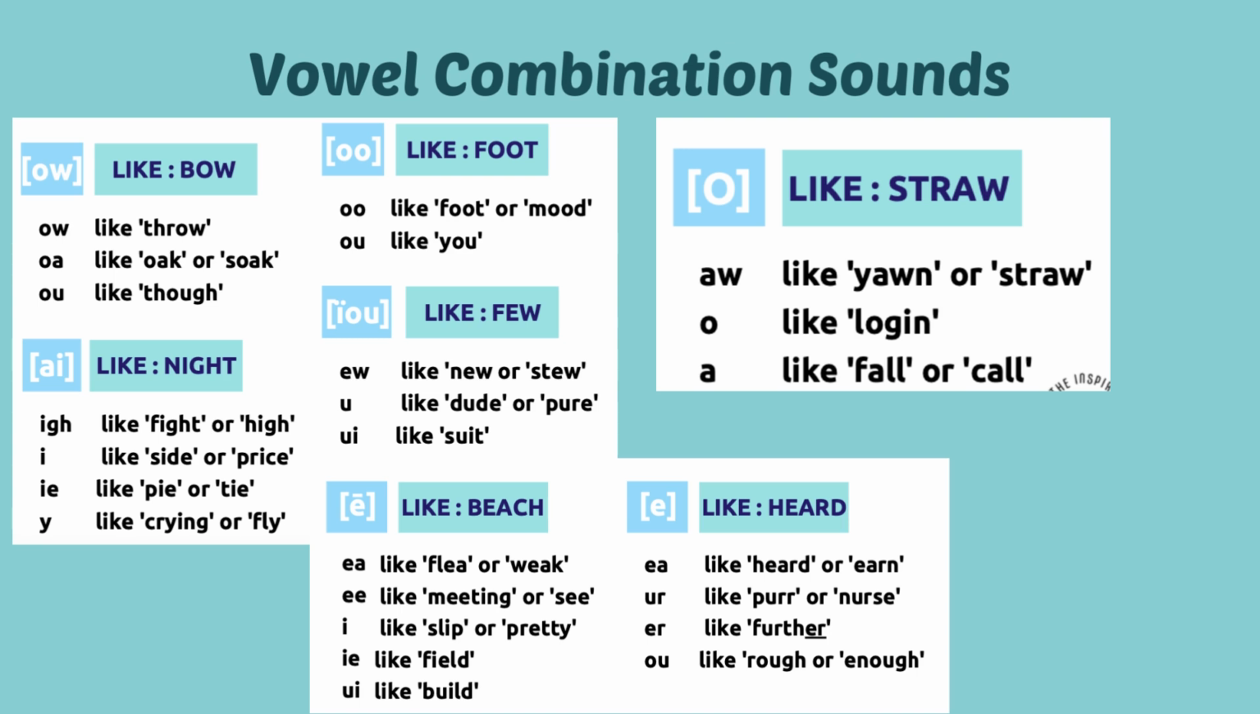Vowel combination sounds. The OW sound sounds like bow, throw, oak, soak. The OA sounds like oak and soak. The OU sounds like through. The AI sound like night. IGH, fight and high.